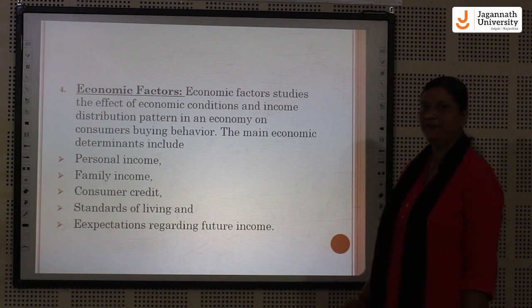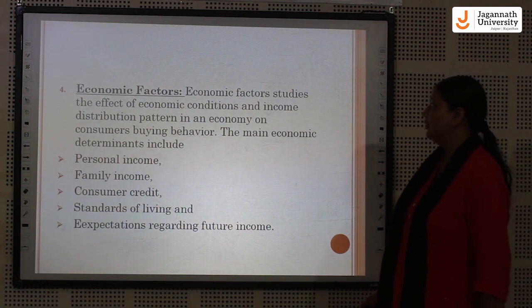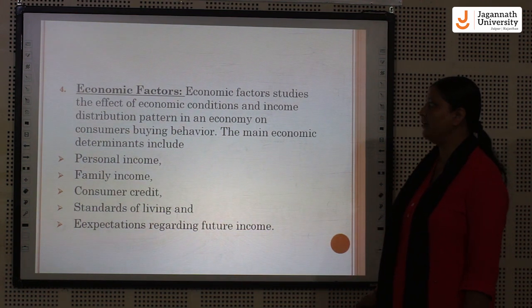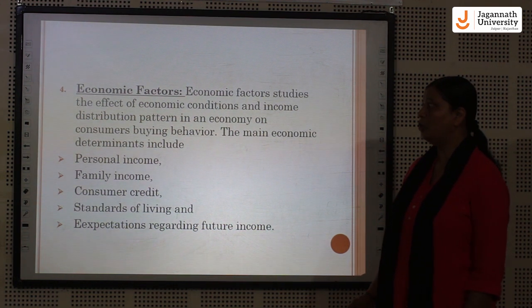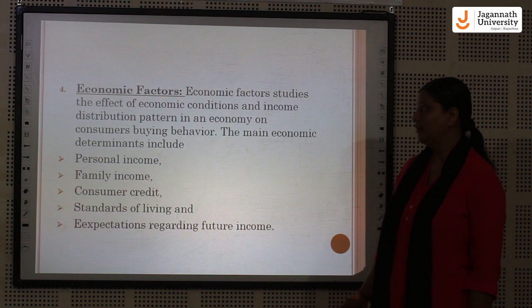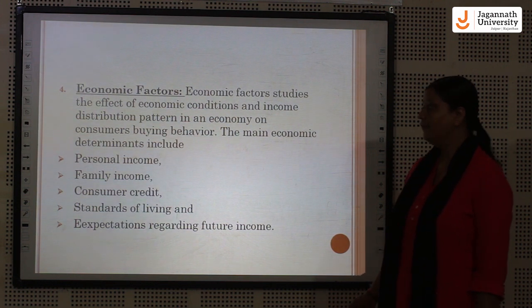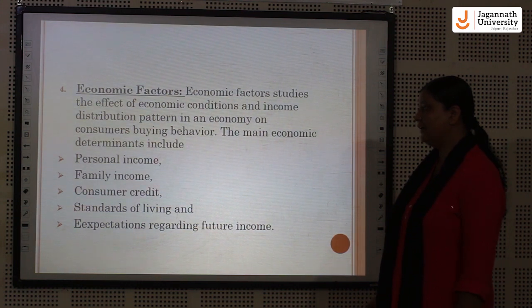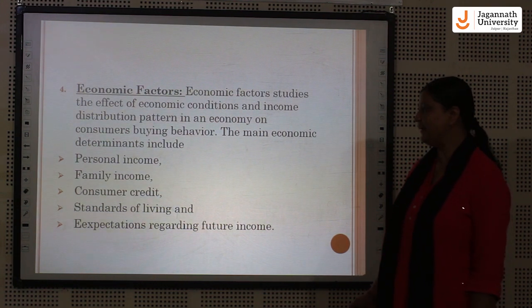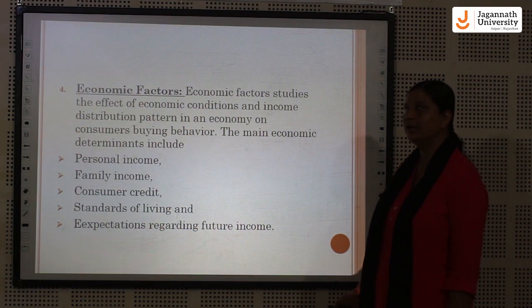Now the economic factors. Economic factors study the effect of economic condition and income distribution pattern in the economy on consumers' buying behavior. The main economic determinants include personal income, family income, consumer credit, standards of living, and the expectations regarding future income.